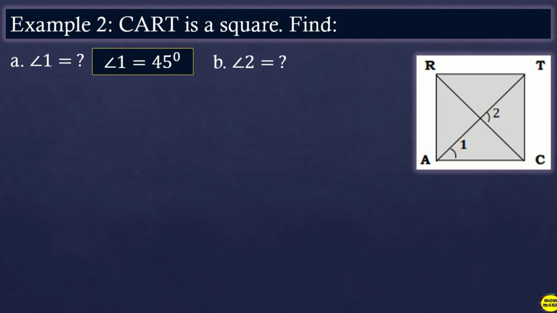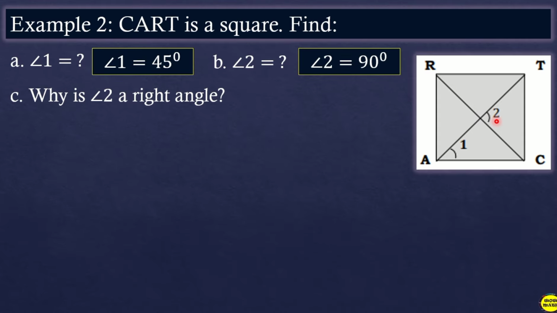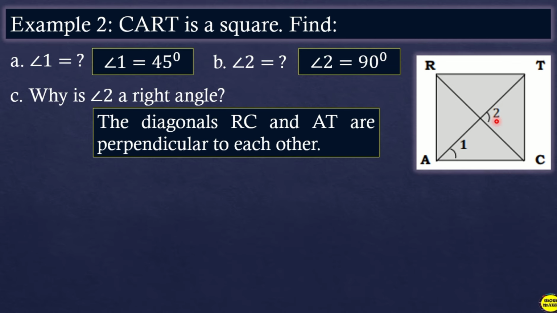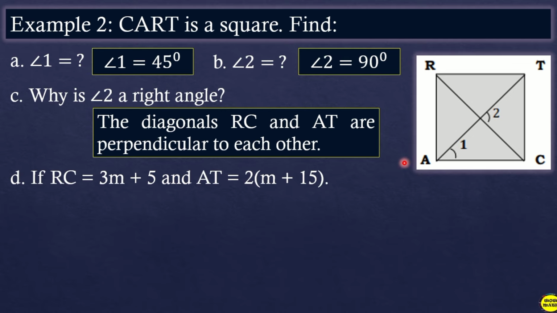So, para masagot natin si angle 2, kung kabisado nyo that diagonals of a square are perpendicular, so kapag perpendicular, it forms a right angle. So therefore, kapag right angle siya, yung angle 2 natin is 90 degrees. Why is angle 2 a right angle? So bakit daw yung angle 2 natin is a right angle? Because the diagonals RC, ito yung diagonals RC natin, and diagonals AT natin are perpendicular to each other.